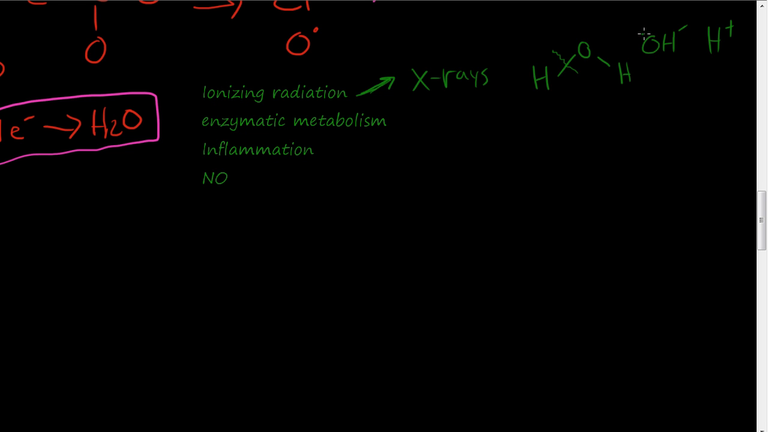free radical, these hydroxide radicals. You can also get free radicals by enzymatic metabolism. So when enzymes are doing their work, they can create free radicals. You can get it through inflammation. You have leukocytes. Leukocytes are white blood cells that come in and start taking care of the problem that's causing the inflammation. They produce free radicals during this process.